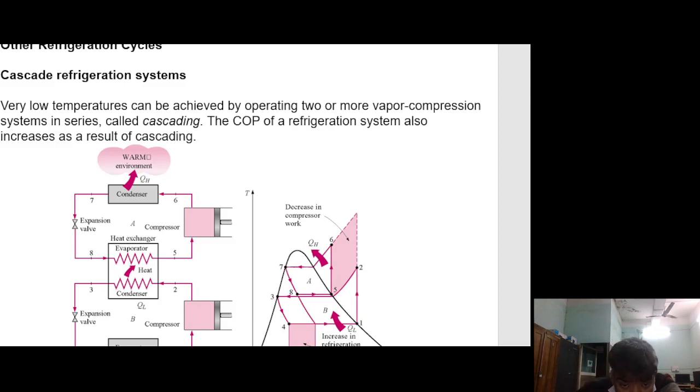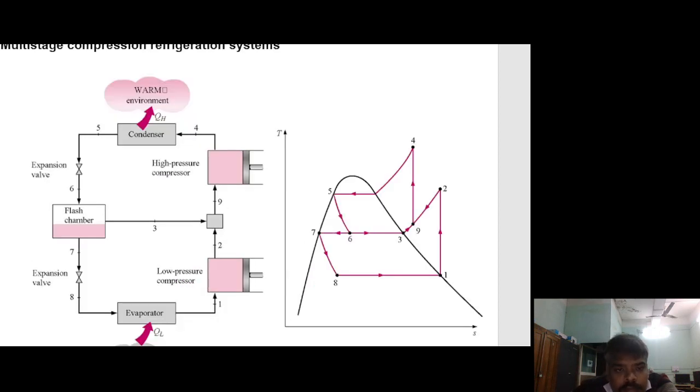Here the evaporator is attached to the cold refrigerated space. Here heat is taken in the evaporator, and the condenser supplies heat to the warm atmosphere. This is a reciprocating type compressor and expansion valve. Multi-stage compression refrigeration system: here there are two compressors, a low pressure compressor and a high pressure compressor.